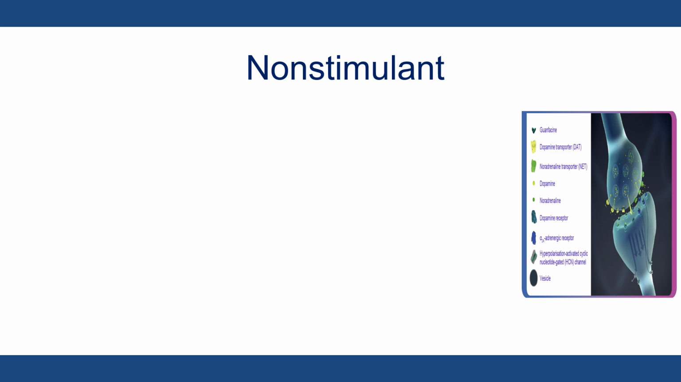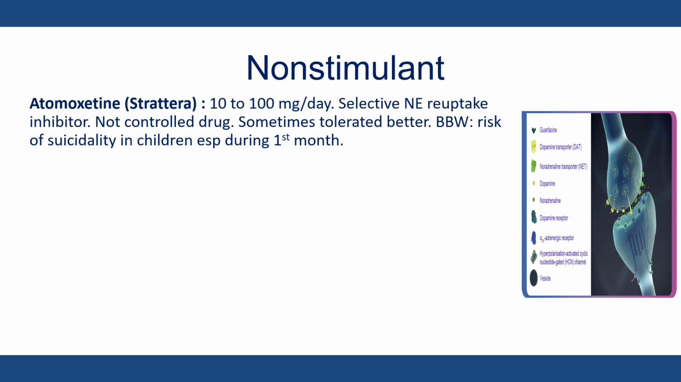Now, you have a few options. The big one under non-stimulant is atomoxetine, which is Strattera. It comes as 10 to 100 milligrams per day. Now, this is a selective norepinephrine reuptake inhibitor. Remember there were two issues, the dopamine and norepinephrine. Because this is selective, it's a little bit neater, you can say. It's very similar to an antidepressant.